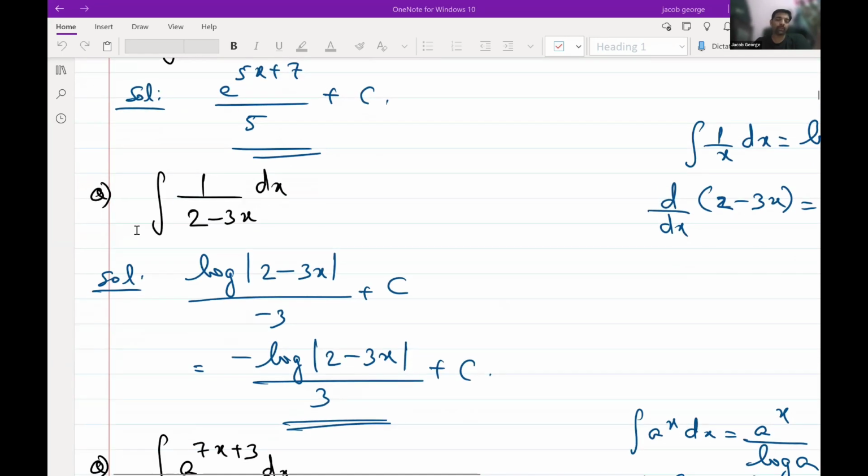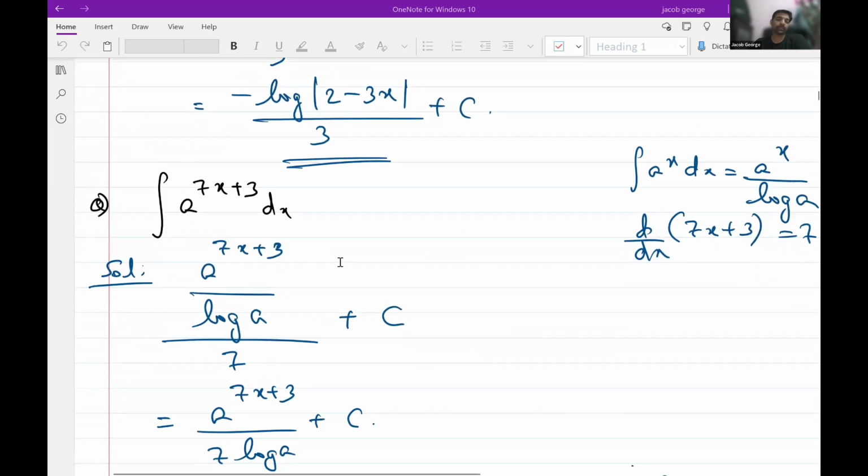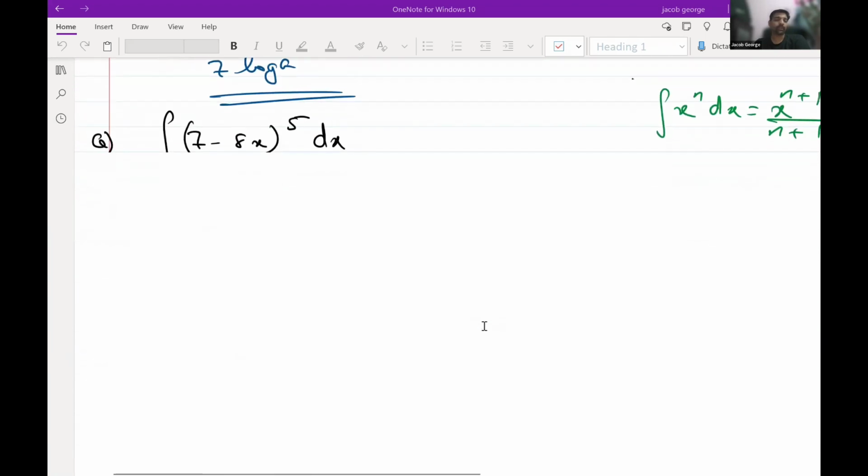the same way. 1 by 1 minus 2x is 1 by x form. So log mod 2 minus 3x by the derivative of 2 minus 3x, it is minus 3. A raised to x is a raised to x by log a, divided by the derivative of sin 7x plus 3. All these rules.